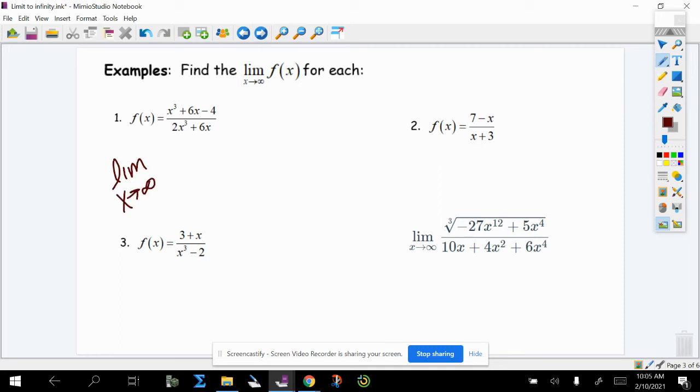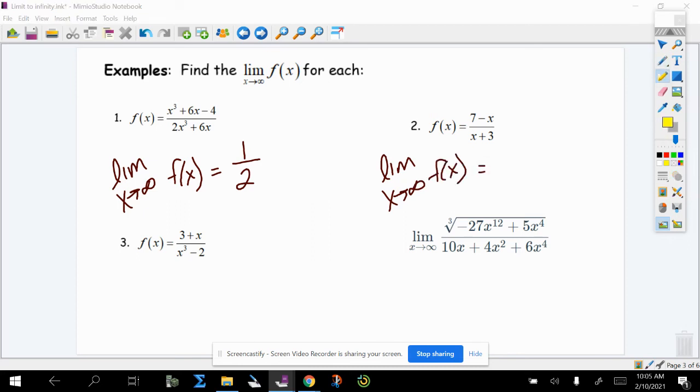So for this one, my first one, you'll notice that the degree is the same. They're both x cubed, so they're both third degree. I have 1x cubed on the top. I have 2x cubed on the bottom, which means my limit is a half. If it asks for horizontal asymptote, you'd say, well, there's one at y equals a half. For the next one, same idea, looking at what's happening with my positive infinity of my function.